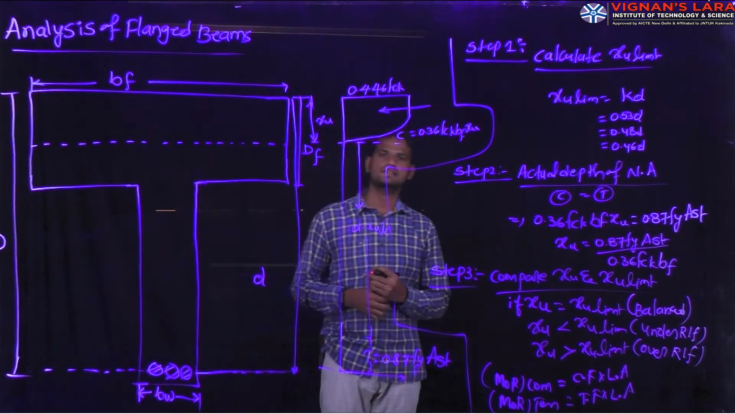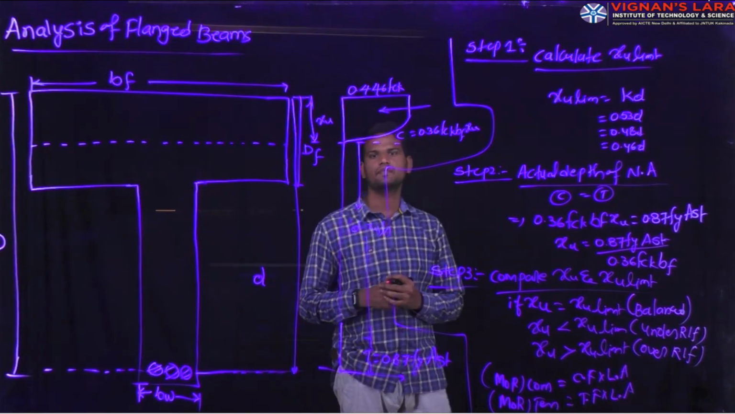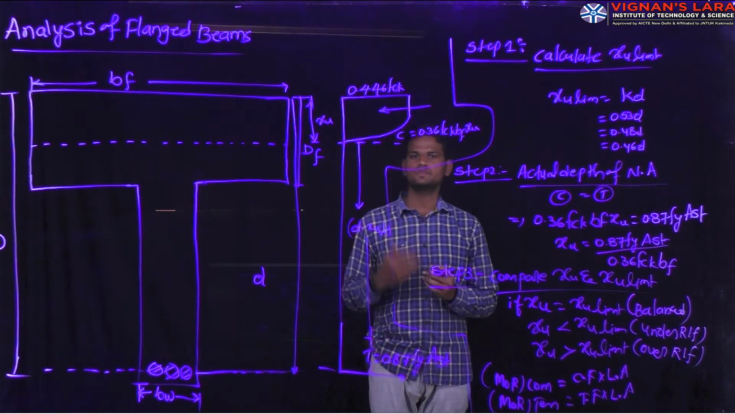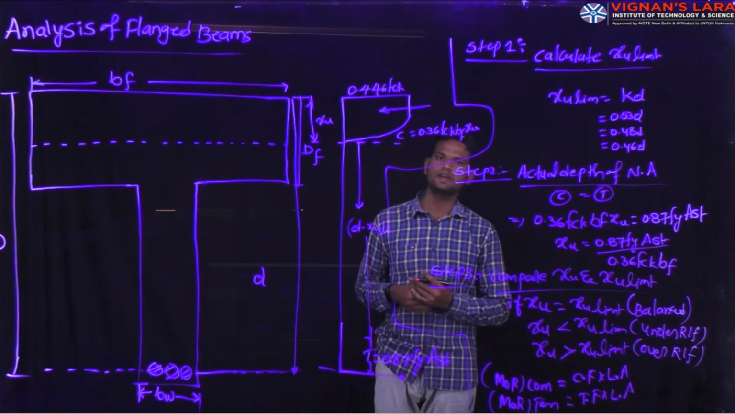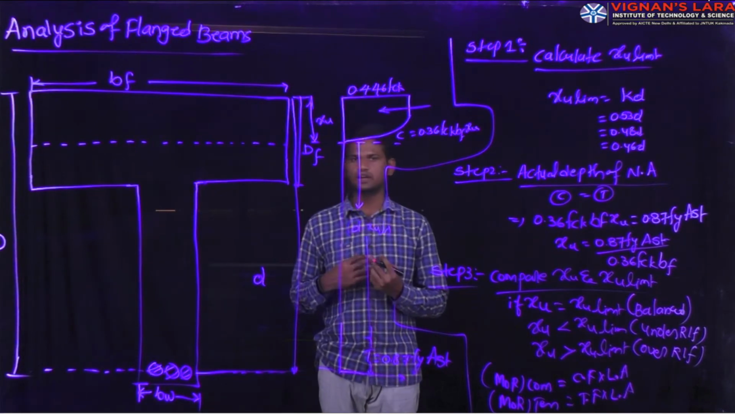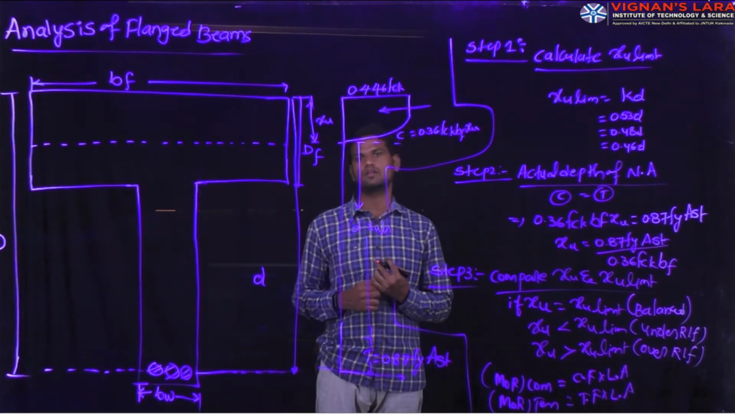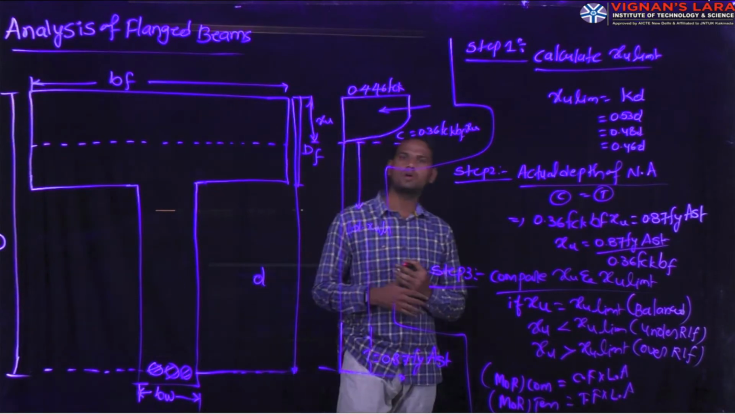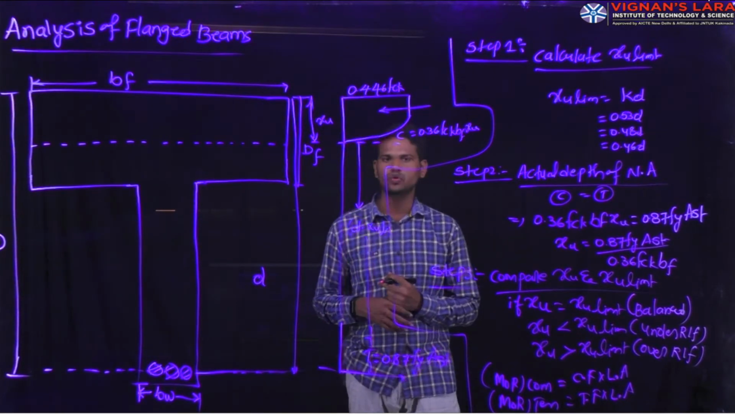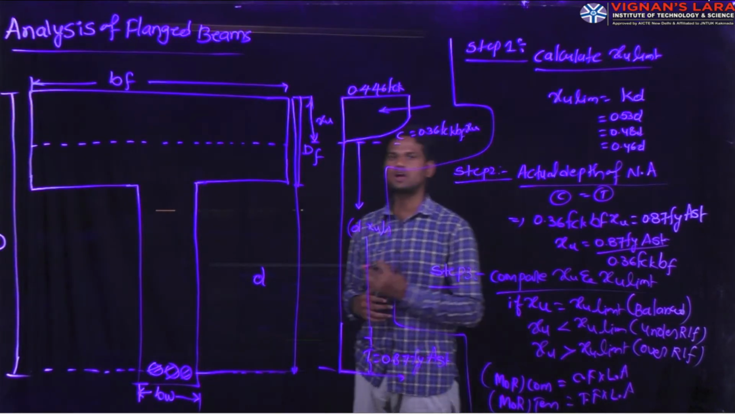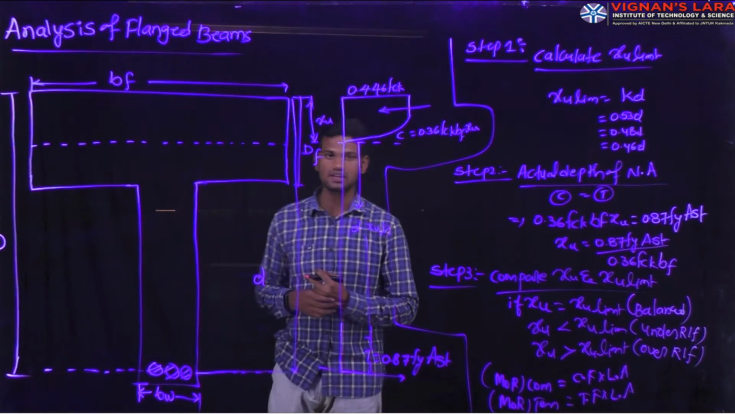In the last class, we discussed what is meant by flanged beams, what is meant by an L beam and what is meant by a T beam. For isolated L beams and isolated T beams, as well as for continuous L beams and continuous T beams, we discussed the different procedures to calculate the effective width of the flange in our previous lecture.